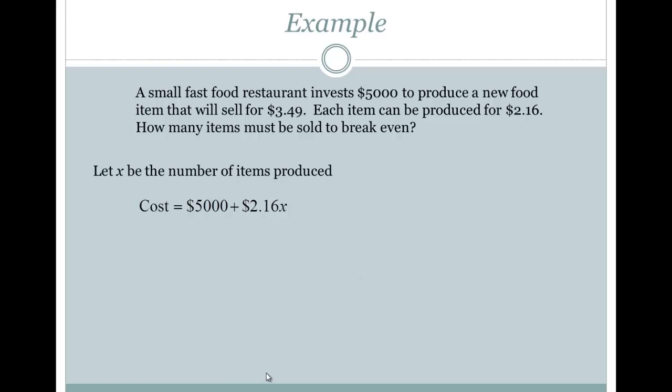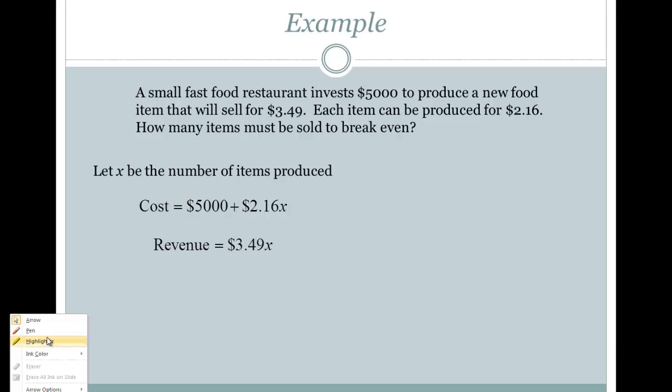Our revenue is how much money we are going to bring in. If we produce X items of new food, how much will I bring in for that? That's going to be $3.49 times X. Okay, 2 ways to go from here. Break even is going to either look at your profit function, and both will produce the same thing. I can either set these two equal to each other right here. If I set those two equal to each other, that will help me find the break-even point.